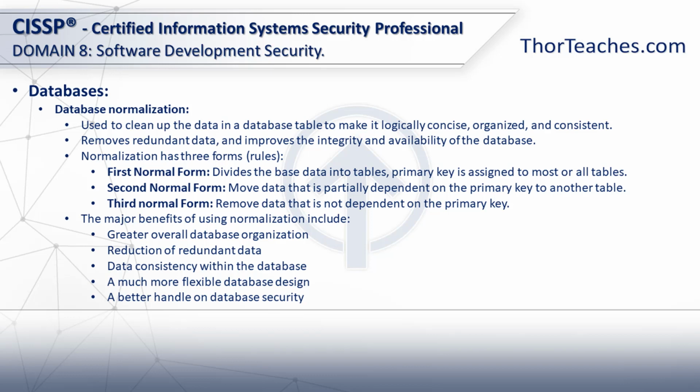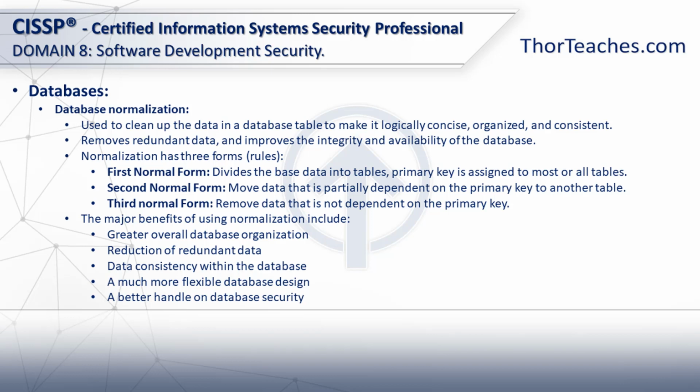The first normal form, we divide the database into tables. A primary key is assigned to most or all the tables. That's the one that in the child database is the foreign key. In the example we had earlier, it was the social security number. In the second normal form, we move data that's partially dependent on the primary key to another table.